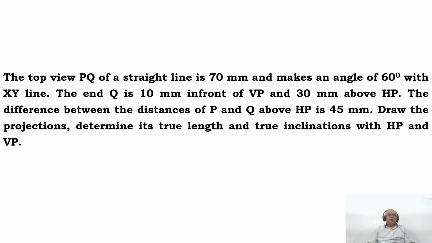Now in this video, we will take up one more problem. The top view PQ of a straight line is 70 mm and makes an angle of 60 degrees with the XY line. The end Q is 10 mm in front of VP and 30 mm above HP. The difference between the distances of P and Q above HP is 45 mm. Draw the projections, determine its true length and true inclinations with HP and VP.